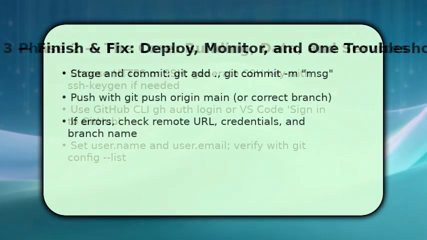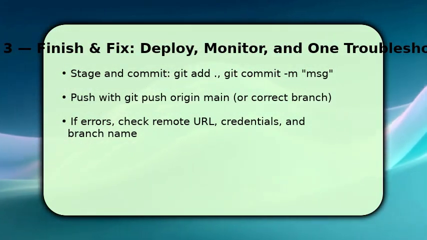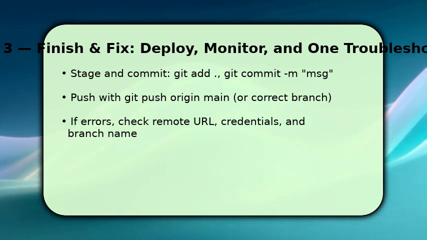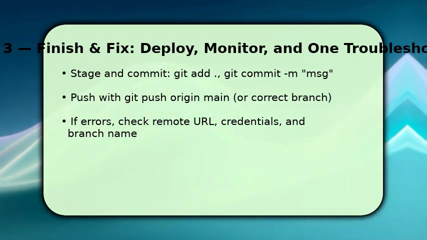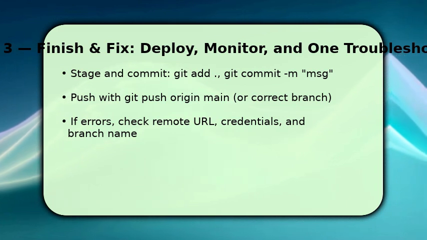Finish by syncing changes and knowing one key troubleshooting tip. Stage and commit your changes, then push using git push origin main or the branch you're working on. VS Code's source control UI can do these steps too.